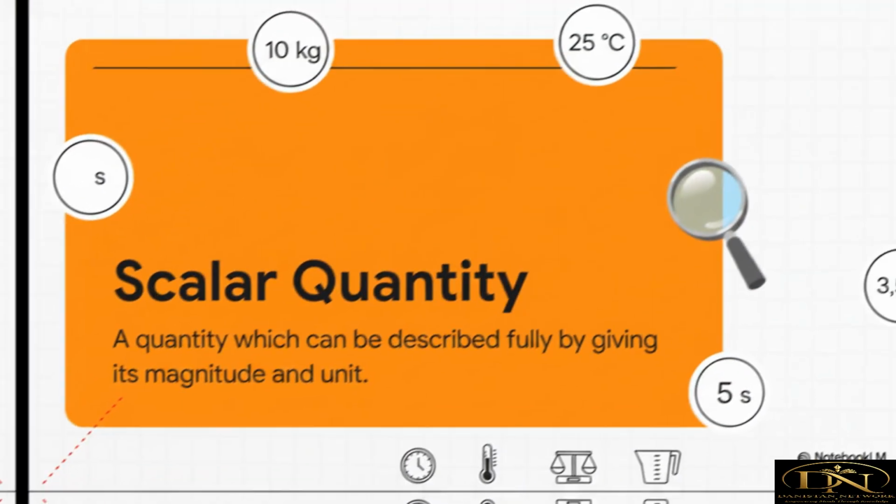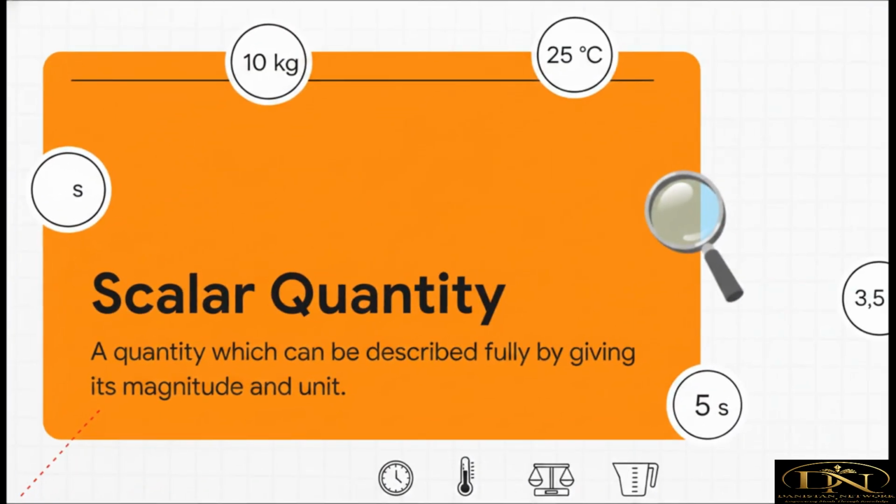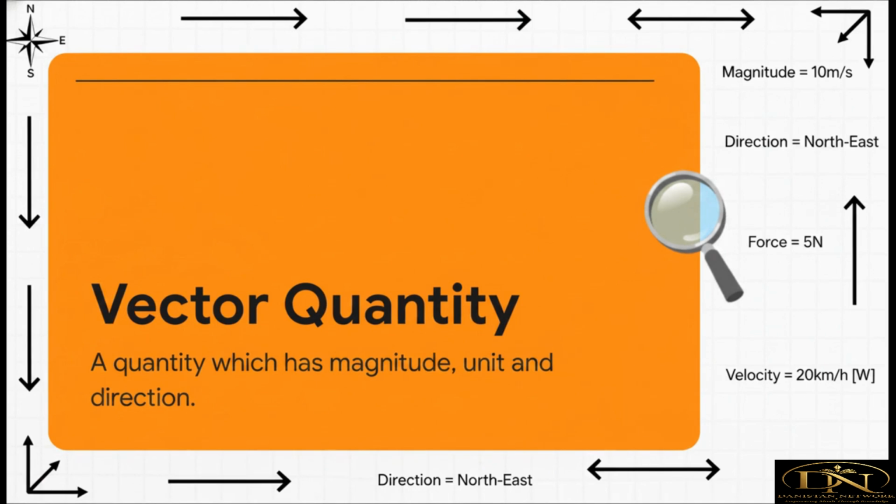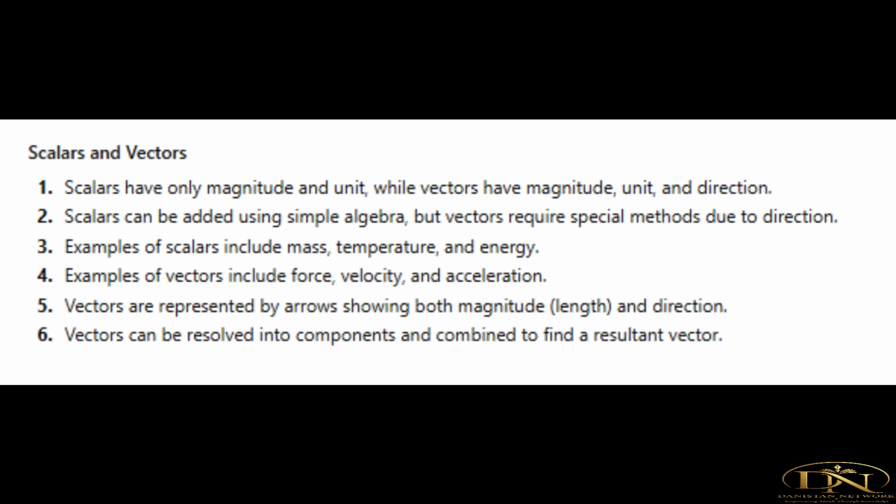So to put it a little more formally, a scalar quantity is something you can fully describe with just its size and its unit. Nothing else needed. A vector quantity, on the other hand, absolutely has to have a direction to be complete. If you leave that part out, you're really only telling half the story.